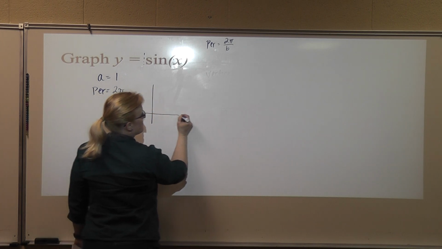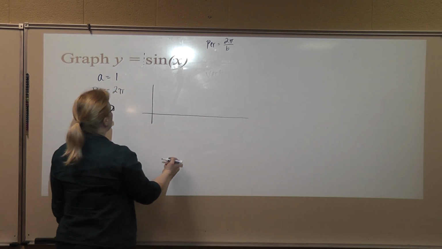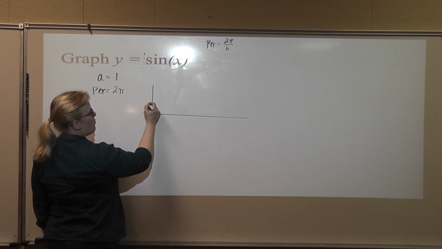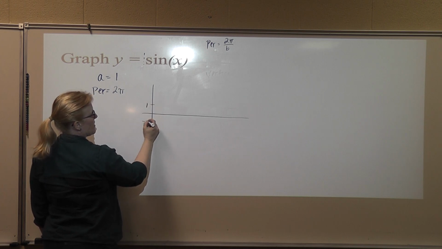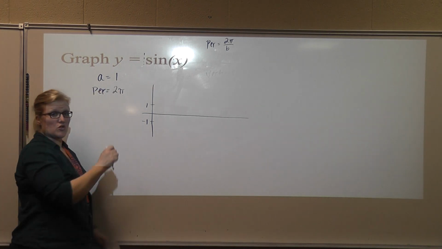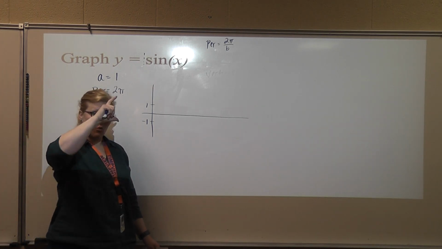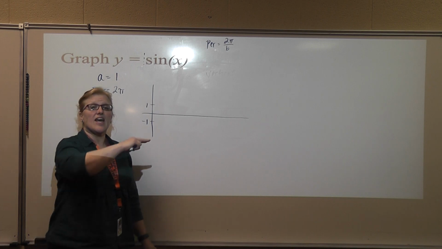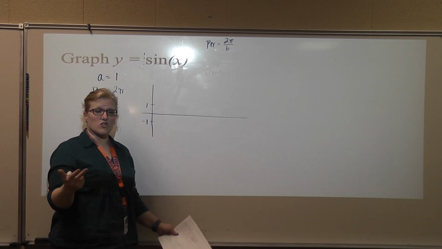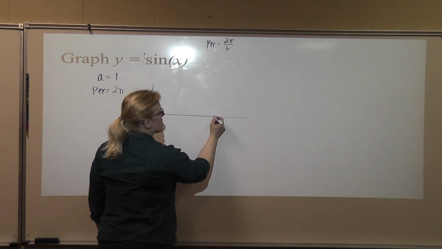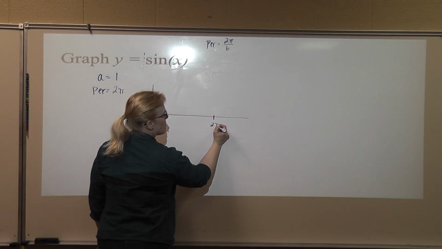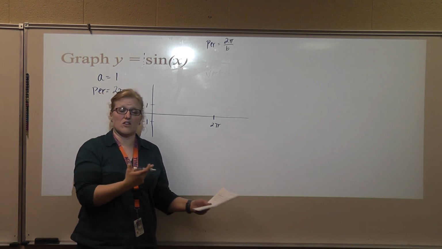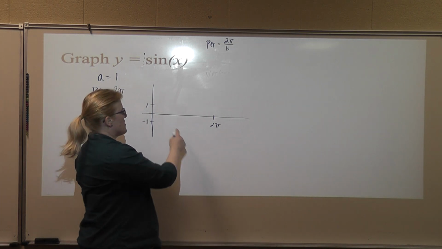All right. So I know that it's going to go from 1 to -1. And what tells me that is my amplitude. My amplitude is 1, so 1 up, 1 down. And my period, this is when it starts to repeat itself. So I've got 2 pi over here, and I've got to fit everything in to that point. Okay, so I've got my period.